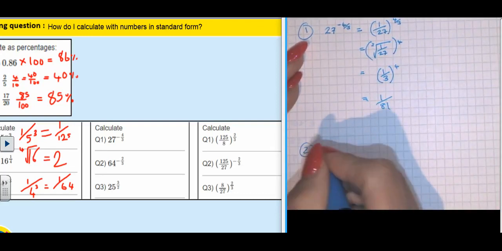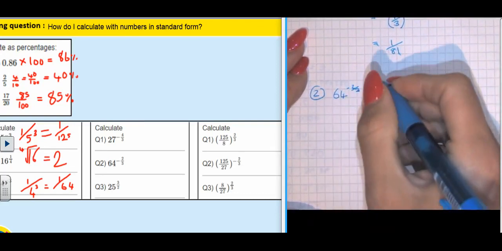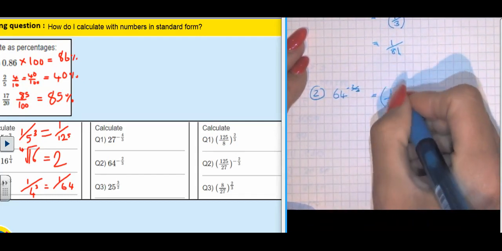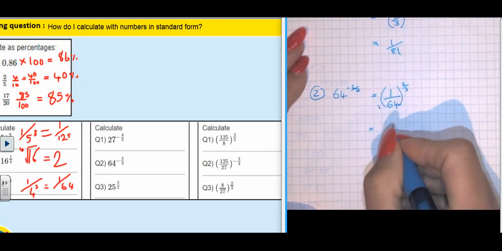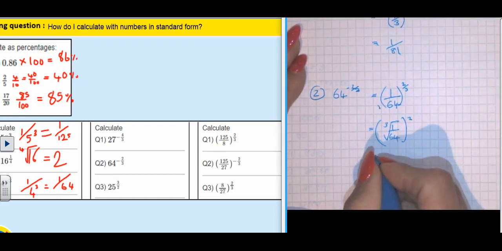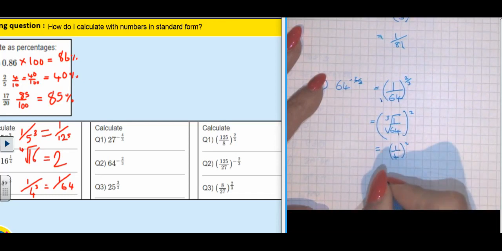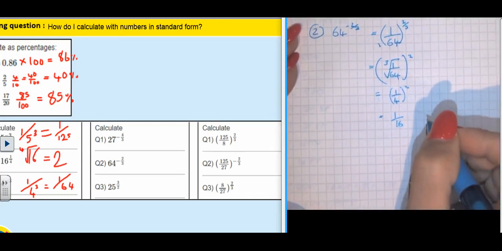Question 2 in the middle there, 64 to the power of negative 2/3. So the negative means that I want the reciprocal of 64 to the power of 2/3. Then I want to cube root that and square it. The cube root of 1 over 64 is 1 over 4. 1 over 4 squared is 1 over 16.